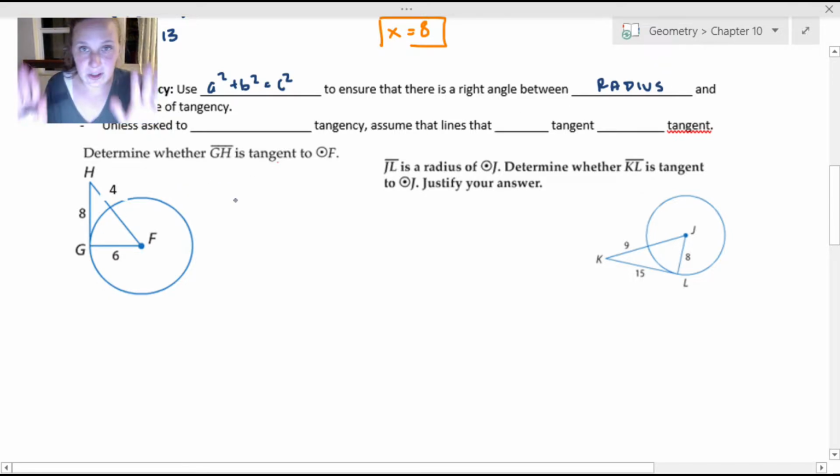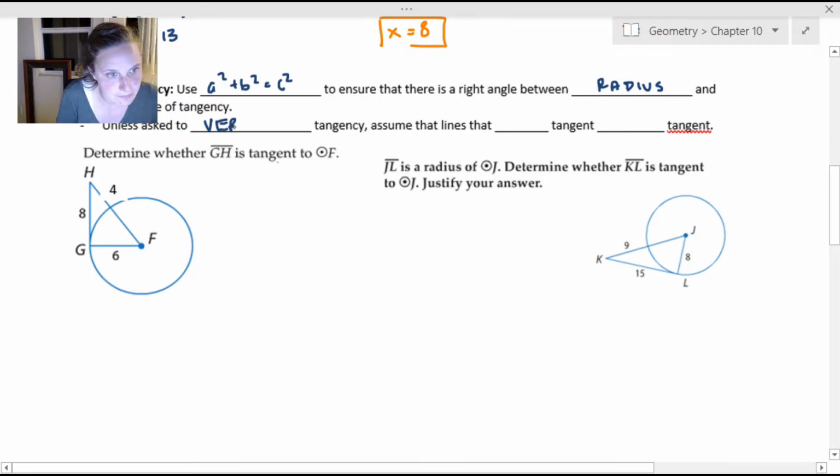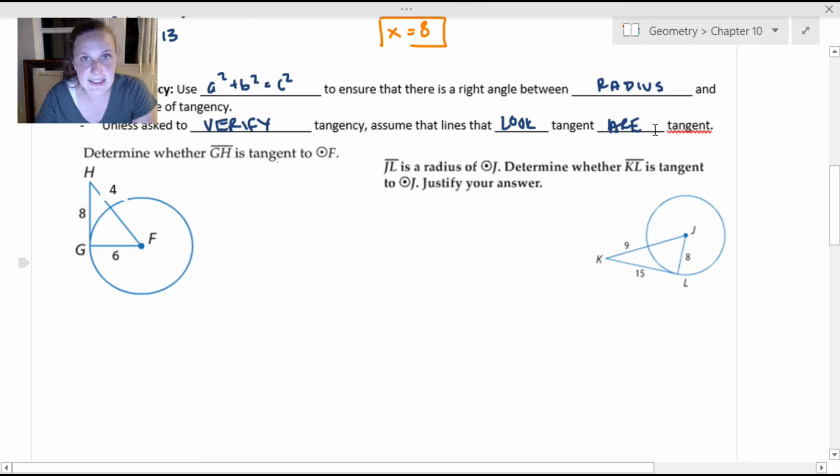But quick note here, unless you're asked to verify tangency, assume that lines that look tangent are tangent. So in any question that you're given and it looks like a line is tangent, you can usually assume that they are tangent, unless it says determine whether this line is tangent or not. It's just a quirky thing.